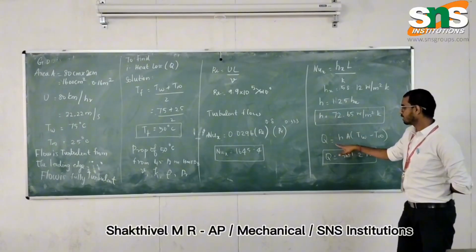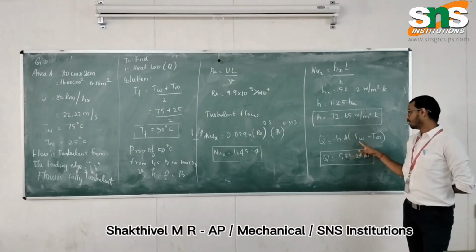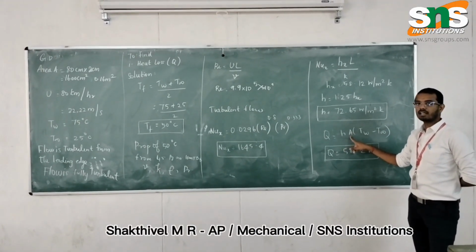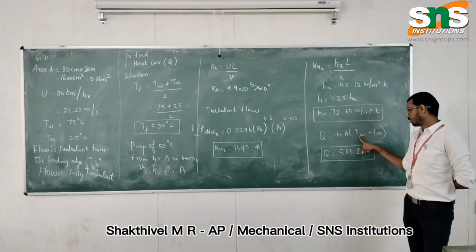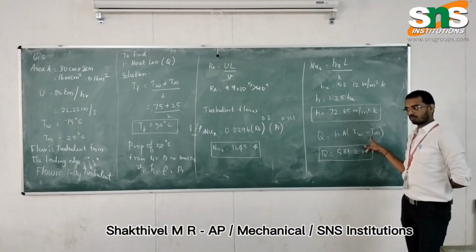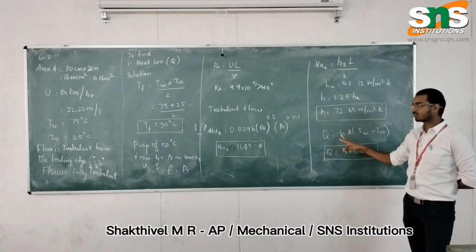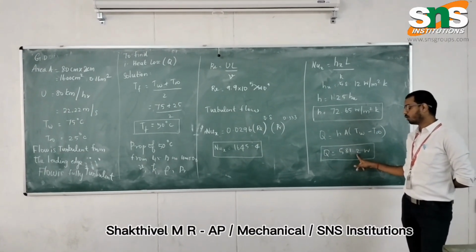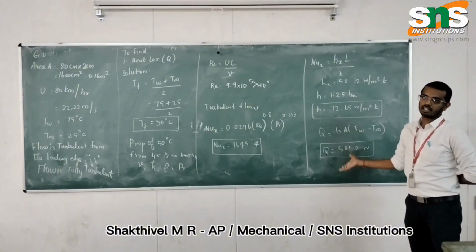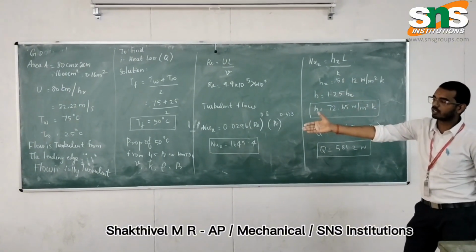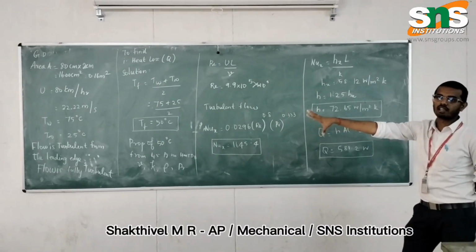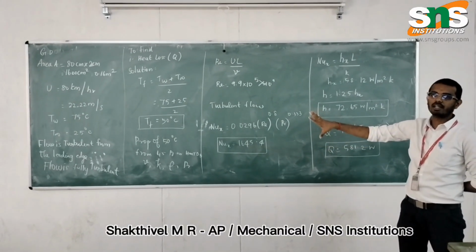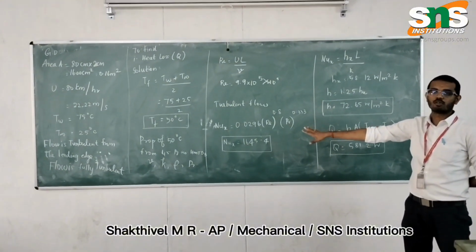By using Q equal to h A (TW minus T infinity), that is heat transfer coefficient, area, surface temperature and surrounding air temperature, we substitute all the things and we get 581.2 watts. So this much heat is lost from the crankcase for the given data. The flow is fully turbulent, so this is the example for fully turbulent flow. Thank you.